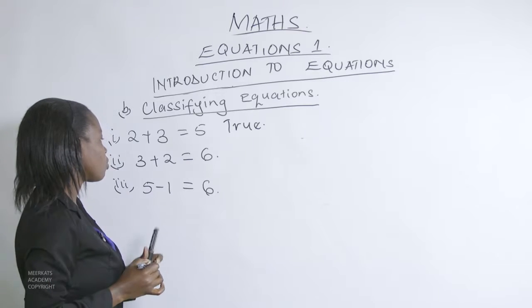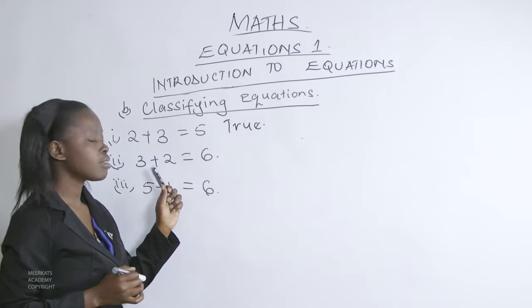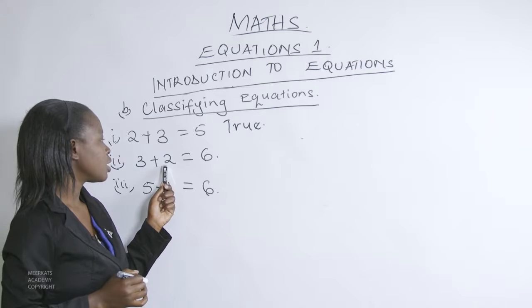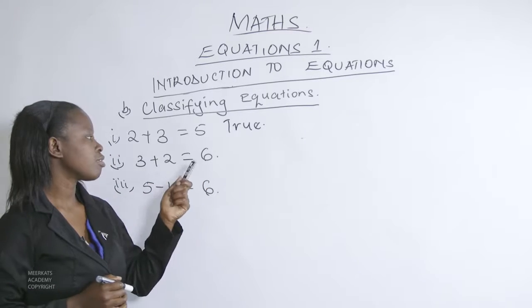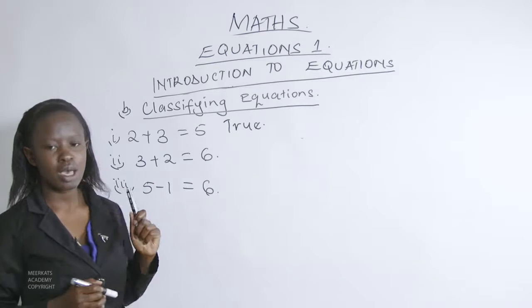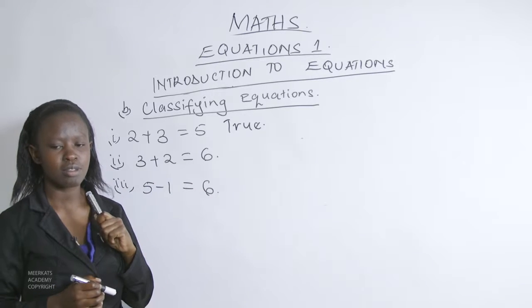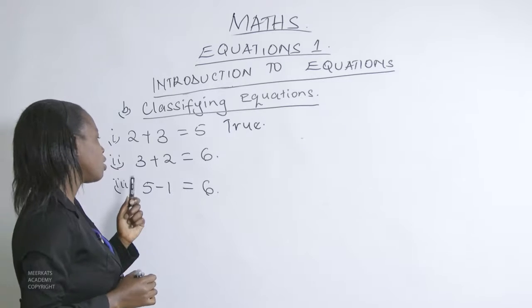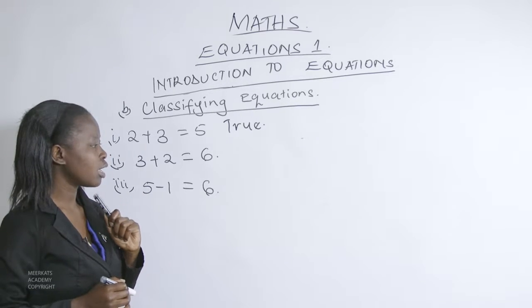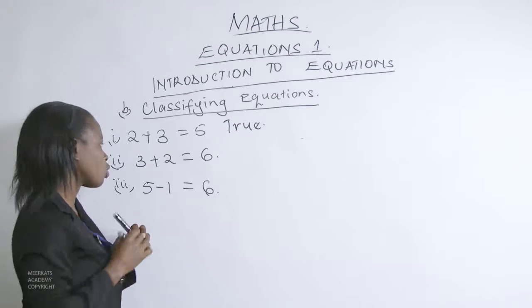Then next we have 3 plus 2 is equal to 6. This is an equation that we have. We need to find out, is the equation true or false? Then we try and evaluate the equation.